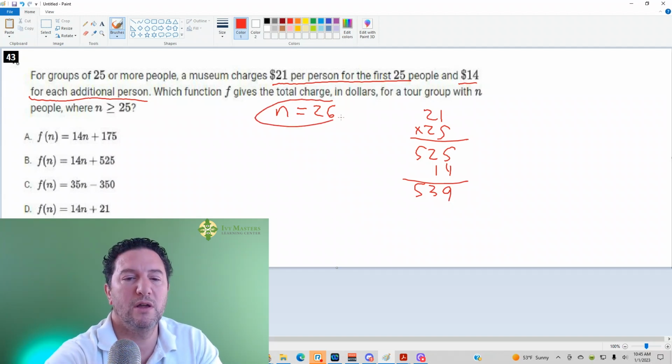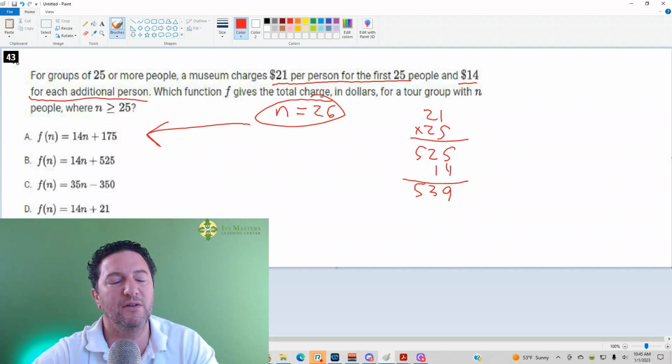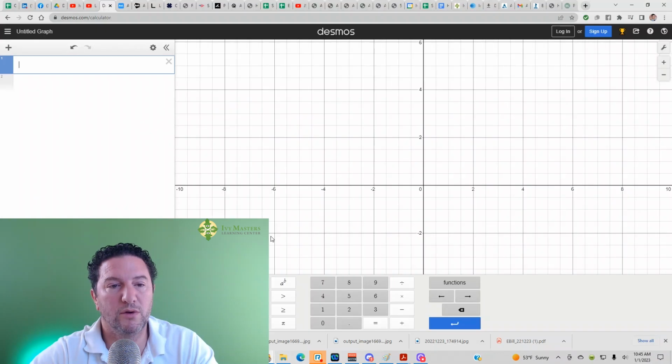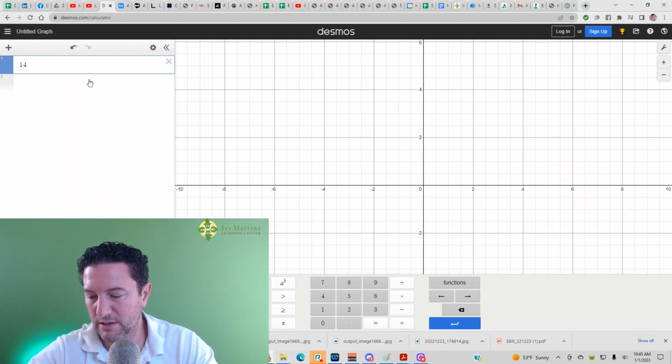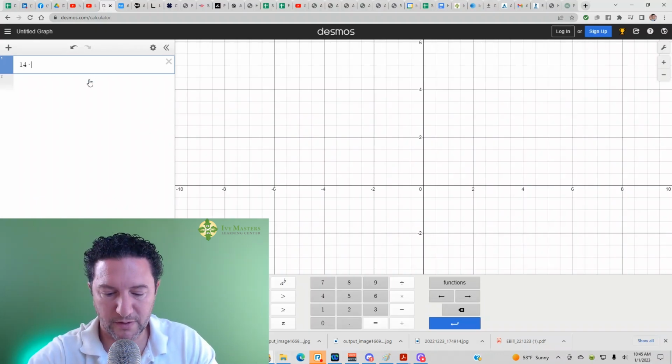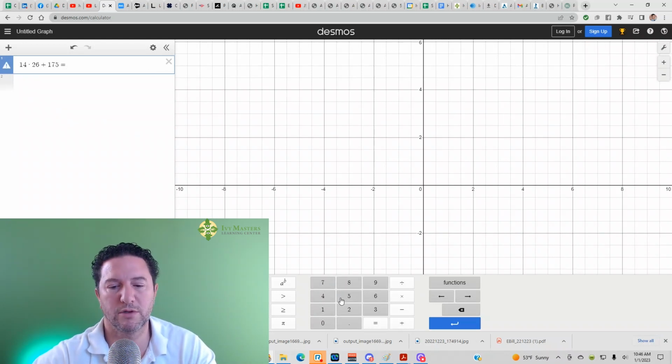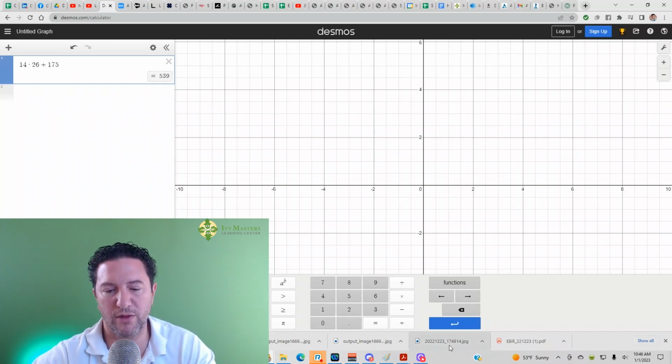Now what we're going to do is, in place of our n, put 26, and eliminate anything that does not give us 539. So answer choice A, 14 times 26 plus 175. So we've got 14 times 26, and actually I could use my keyboard down here, plus 175 equals, and it just tells us it is that 539.